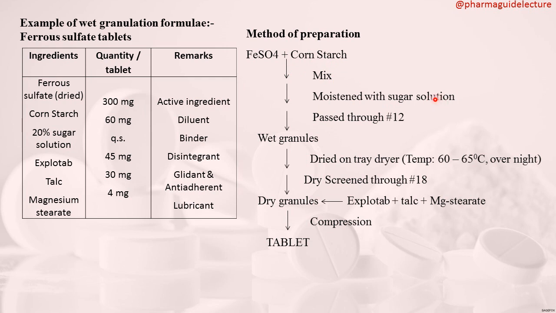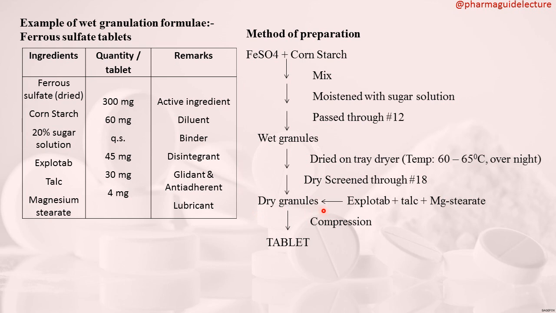So ferrous sulfate and cornstarch, the active ingredient and diluent, are mixed and moistened with the binder solution, the 20% sugar solution. Then this wet mass is passed through a 12 mesh sieve. Now the wet granules are dried on a tray dryer at 60 to 65 degrees Celsius overnight. Then these dried granules are screened through an 18 mesh screen. An 18 mesh screen is finer than a 12 mesh screen.